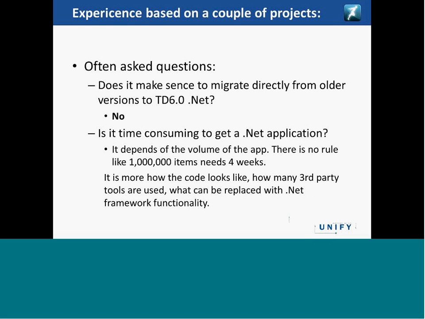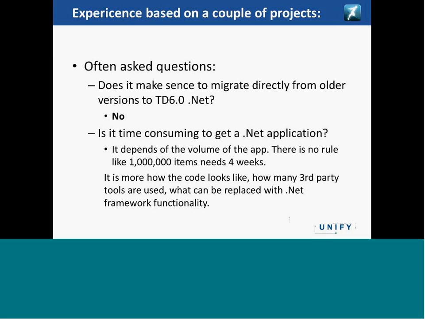We are often asked: does it make sense to migrate directly from older versions to Team Developer 6 .NET? Maybe not. Because you have a lot of things to do if you migrate applications to Win32 Team Developer 6, if it comes from Team Developer 4.2 and older, early versions. First, it's not .NET ready. You have to replace maybe the grid table window with a grid control. You have to look at the look and feel. You have to deal with Unicode. You have to deal with third-party DLLs and so on.